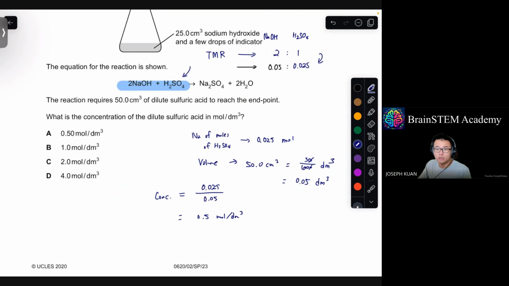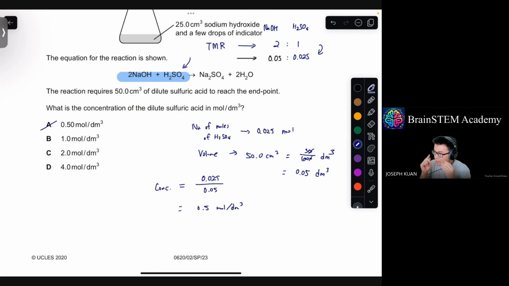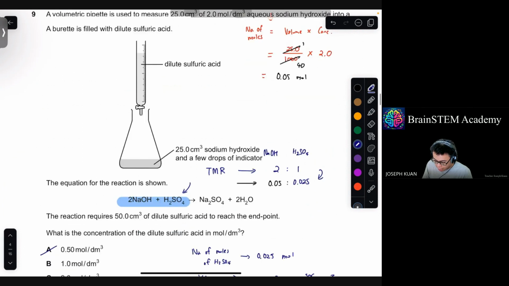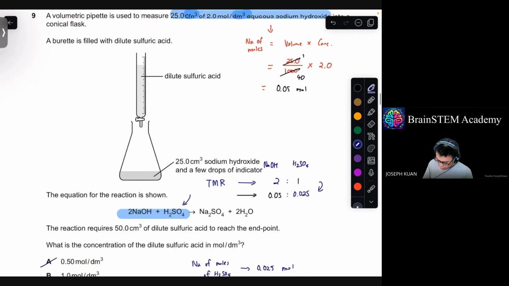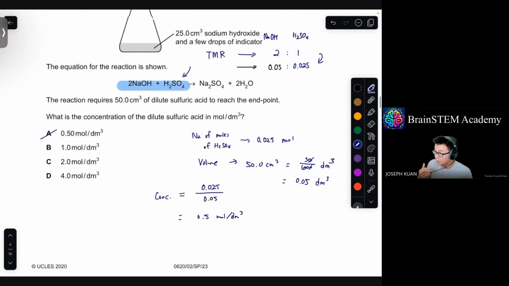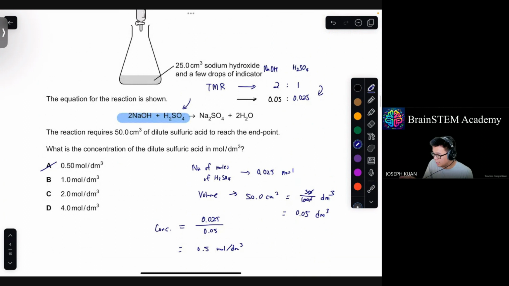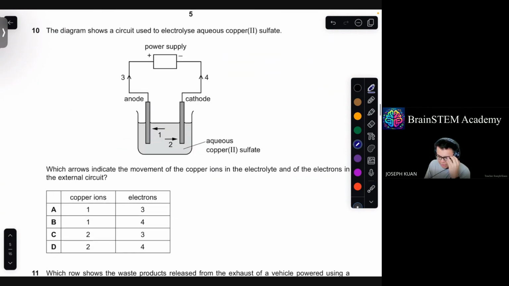So the answer should be A. If you have extra time, whenever there's calculation, please double check your answers. We don't want to be careless in our working. So the answer is indeed A. Just be careful in your calculations and double check if you have extra time. If you find out that you spend too much time on calculations, just skip to the next one first and then come back later. All right, moving on to question number 10.